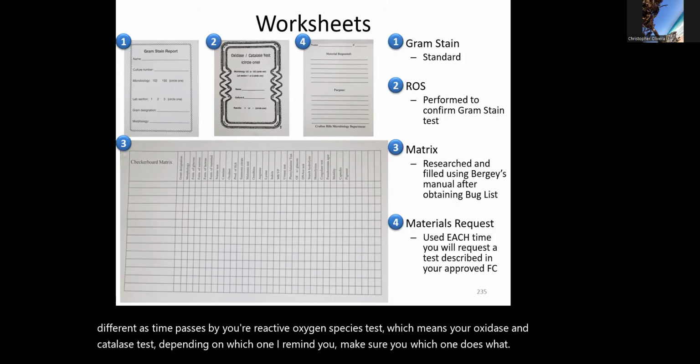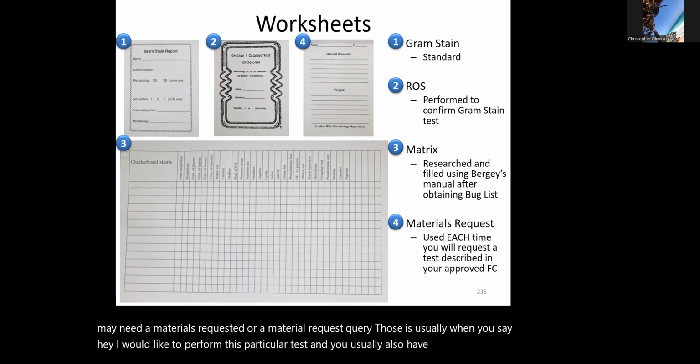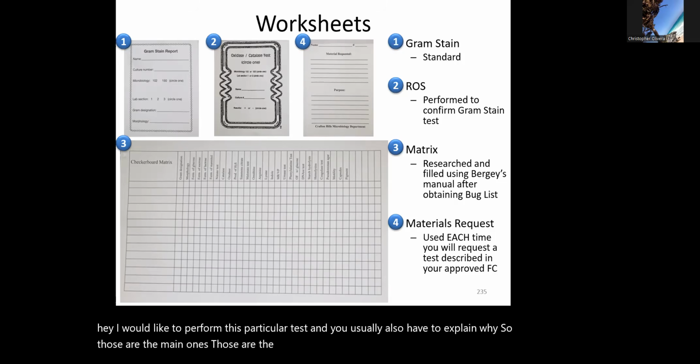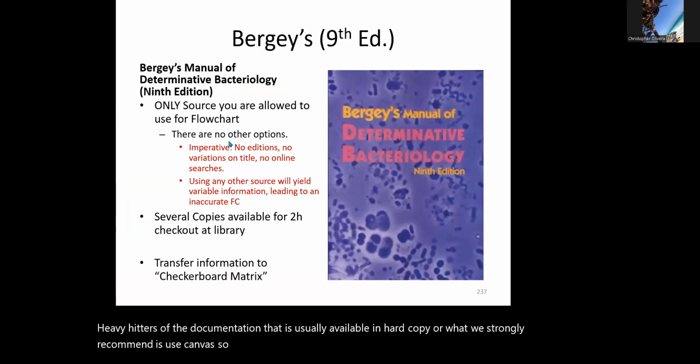There will be a matrix. That's the major one. That's that very large document that we provide to you either at the beginning or somewhere throughout the process so you can fill it out. So it's this giant grid. That's our matrix, right? And then depending on when you're performing your tests, you may need a materials request quarter sheet. That is usually when you say, hey, I would like to perform this particular test. And you usually also have to explain why. So those are the main ones. Those are the big heavy hitters of the documentation that is usually available in hard copy, or what we strongly recommend is use Canvas so you can have digital versions of those.